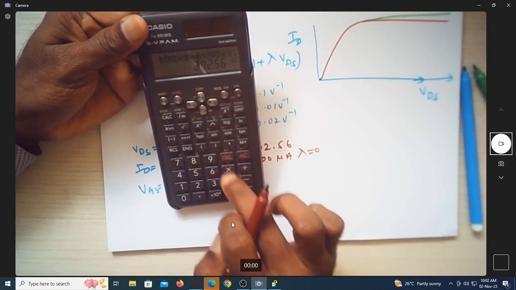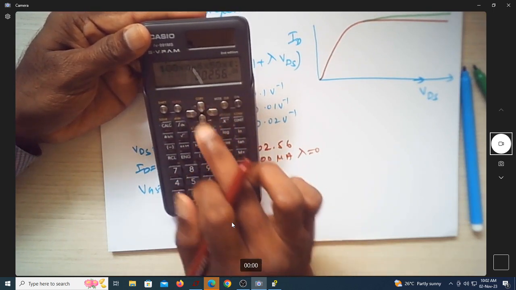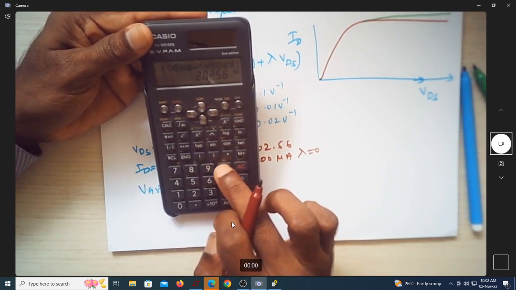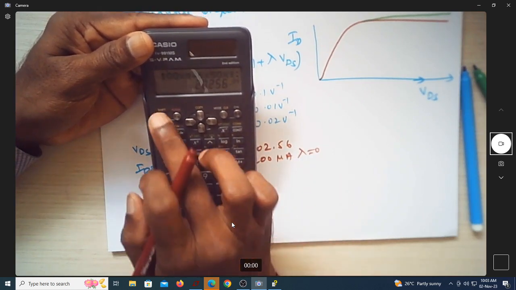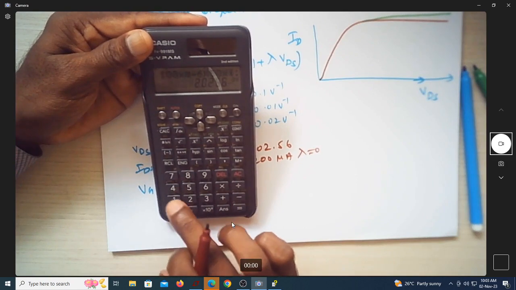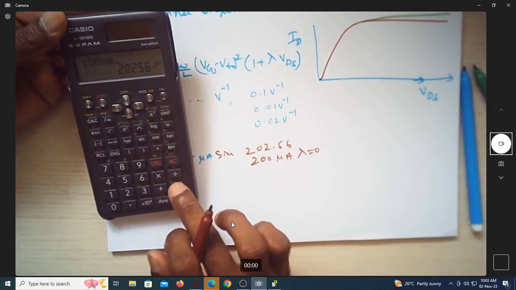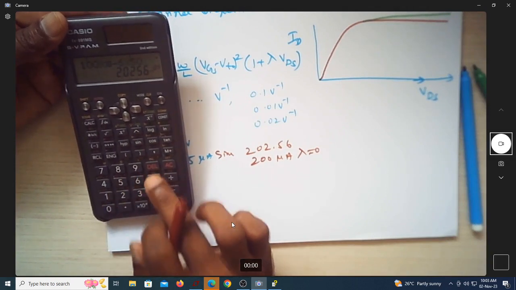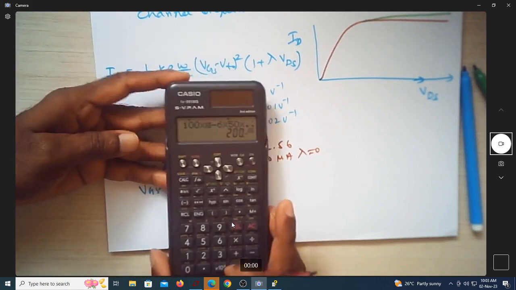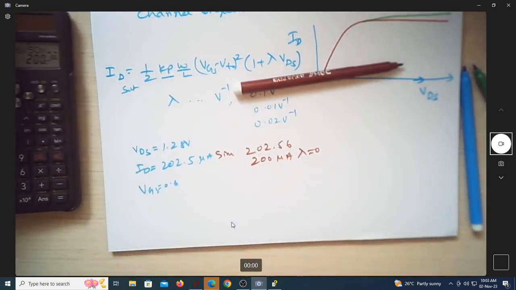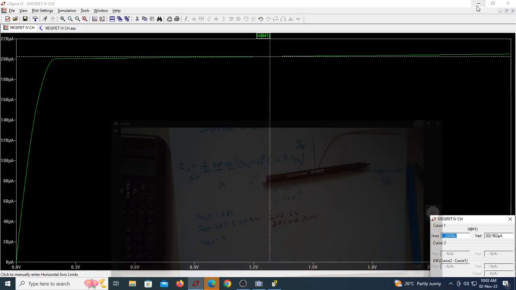What do I do? Okay, this is fine. This is 100 exponential minus 6 into 50 into 0.2 whole square. That's what we calculated as 200 micro. This way we can see the parameters of the MOSFET.